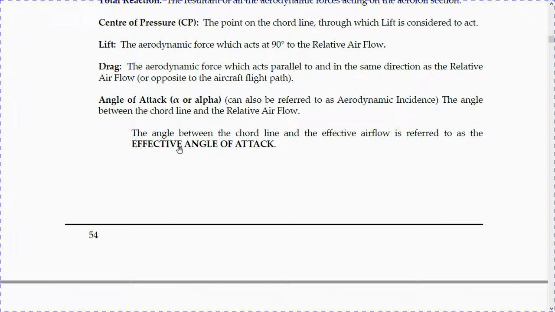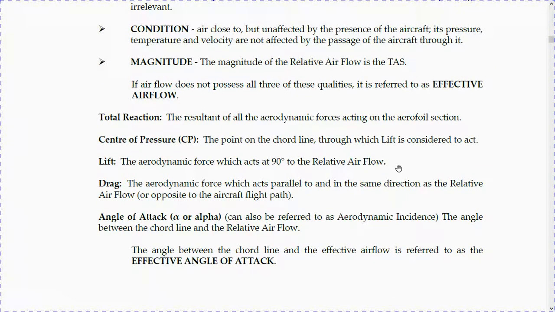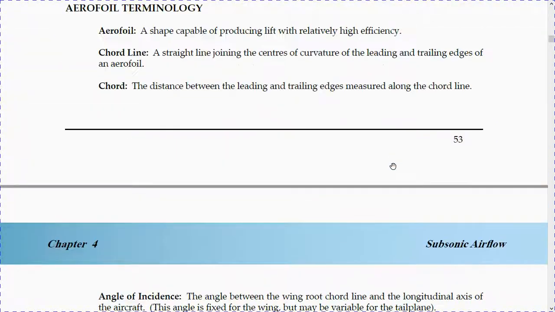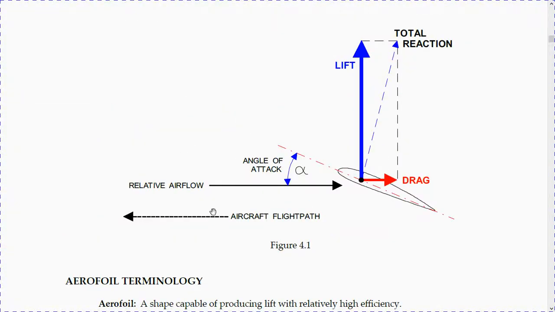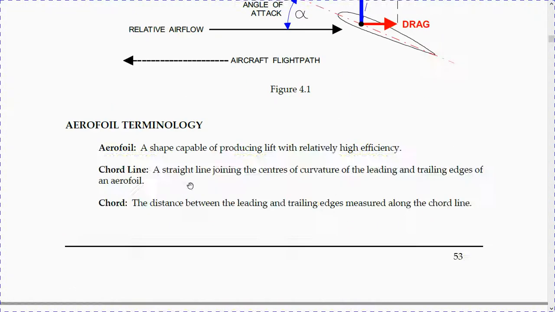The angle between the chord line and the effective airflow is referred to as the effective angle of attack. So again, this is the angle between the chord line and the effective airflow. This is not the relative airflow, but it is the effective airflow.